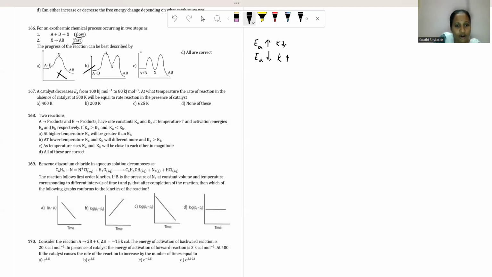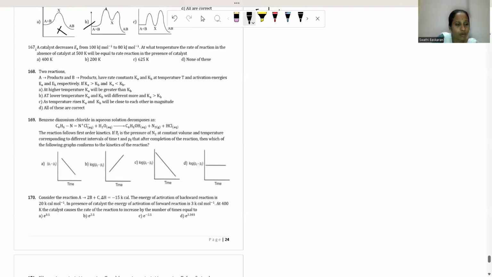Why? In case of option C, they are saying activation energy for the formation of X is less, whereas activation energy for the formation of AB is more. But they have clearly shown that the formation of X is a slow reaction, and the formation of AB is a fast reaction. So hence option B is correct.